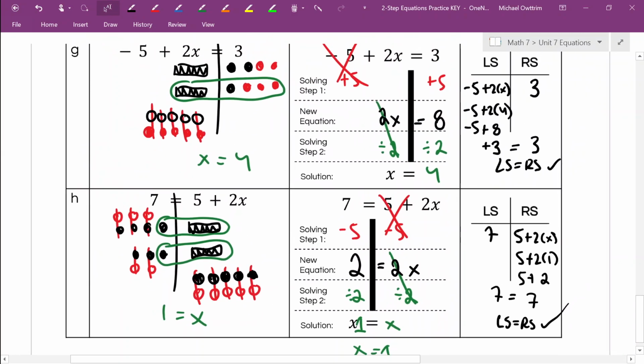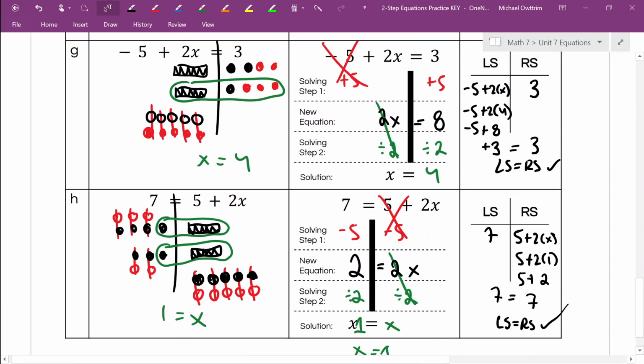So those questions are a little bit more complicated with some of those integers there, but still not too bad. Just follow your steps.